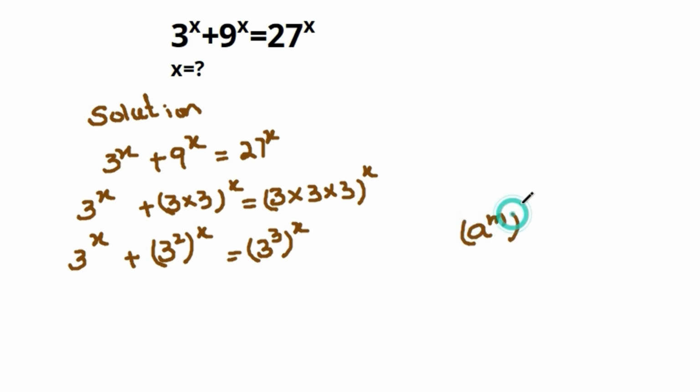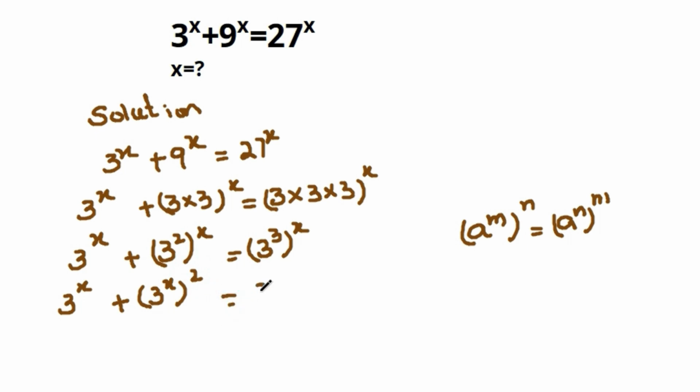(a^m)^n can be written as a^(mn). So we'll apply this formula: 3^x + (3^x)^2 is equal to (3^x)^3.